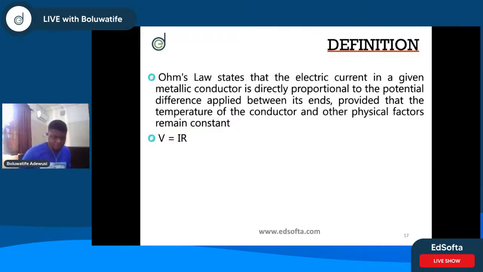Okay, so now there's a very important law in electricity called Ohm's law. Very straightforward. Ohm's law states that the electric current in a given metallic conductor is directly proportional to the potential difference applied between its ends, provided that the temperature remains constant.